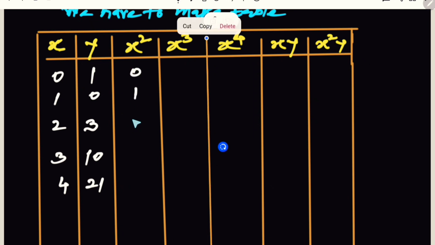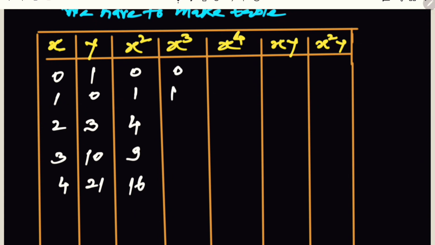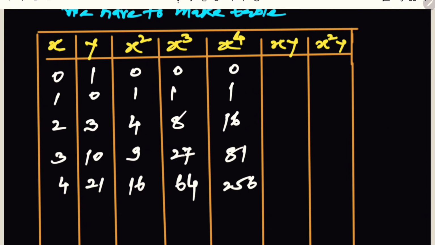Then making a square of x, we get 0, 1, 2 square is 4, 3 square is 9 and 4 square is 16. Then cube of x as 0, 1, 8, then 27 and 64. And next x raised to 4, it is the square of x square, that is 0, 1 square is 1, 4 square is 16, 9 square is 81 and 16 square is 256.